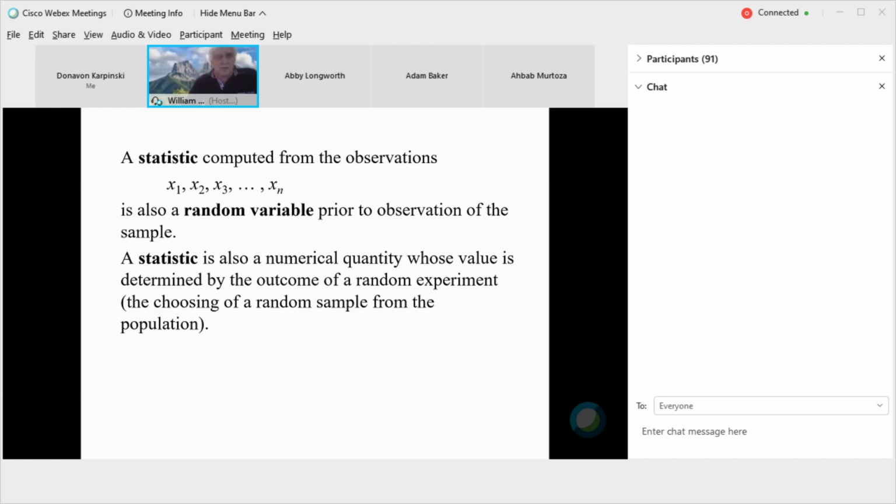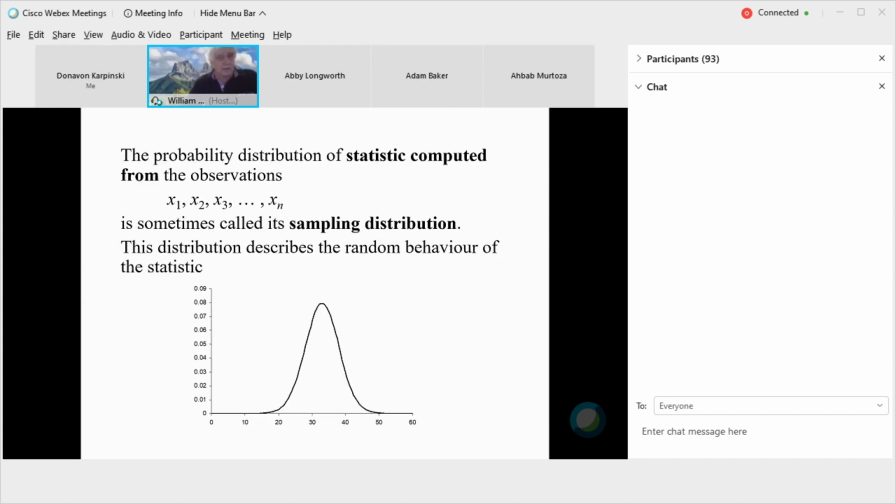A statistic computed from the observations is also a random variable prior to the collection of the sample. It's a numerical quantity whose value is determined by the outcome of a random experiment. Again, the random experiment is choosing a sample from the population. The probability distribution of the statistic is called the sampling distribution of the statistic. This describes the random behavior of the statistic and will be used to assess how accurate the statistic is.